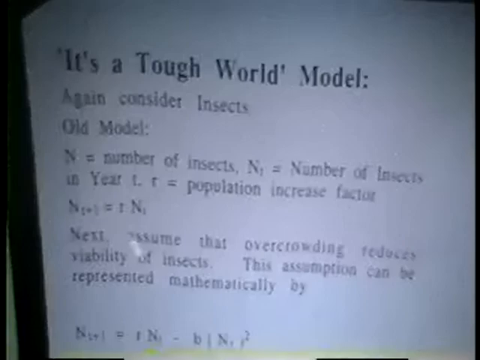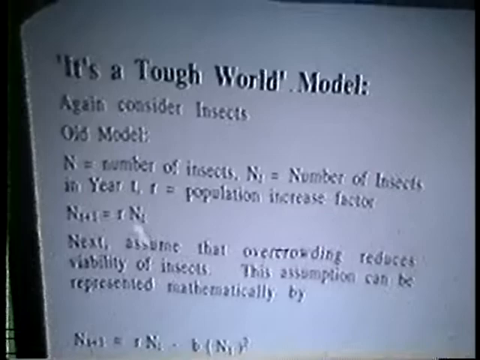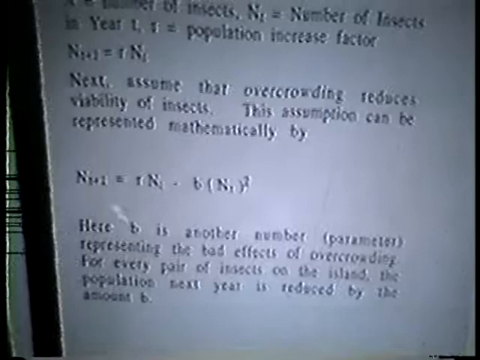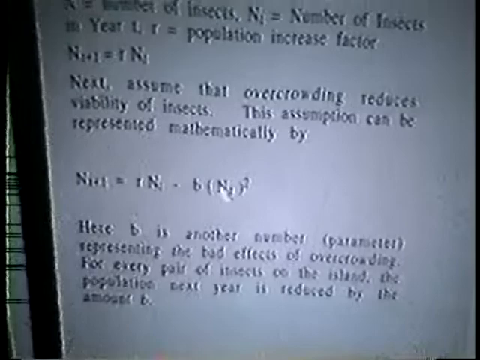The number next year is R times the number in the preceding year. However, let's make some assumptions about overcrowding, reducing the viability of insects. Mathematically, that is a term in the population next year which depends on the number of interactions one can have between insects in this year.